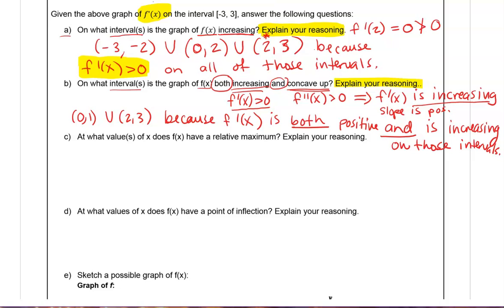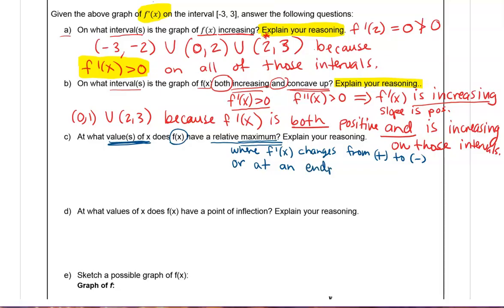Part C then asks us at what values of x, so we're just listing x's, does our original function have a relative maximum? And then we would have to explain our reasoning there as well. So a relative maximum would happen either at a point where the first derivative changes sign. Well, max would be specifically changes from positive to negative. That's one place where a function will have a relative max. That was our 3-3 lesson. But another place would be at an endpoint if we have them, which we do in this case.